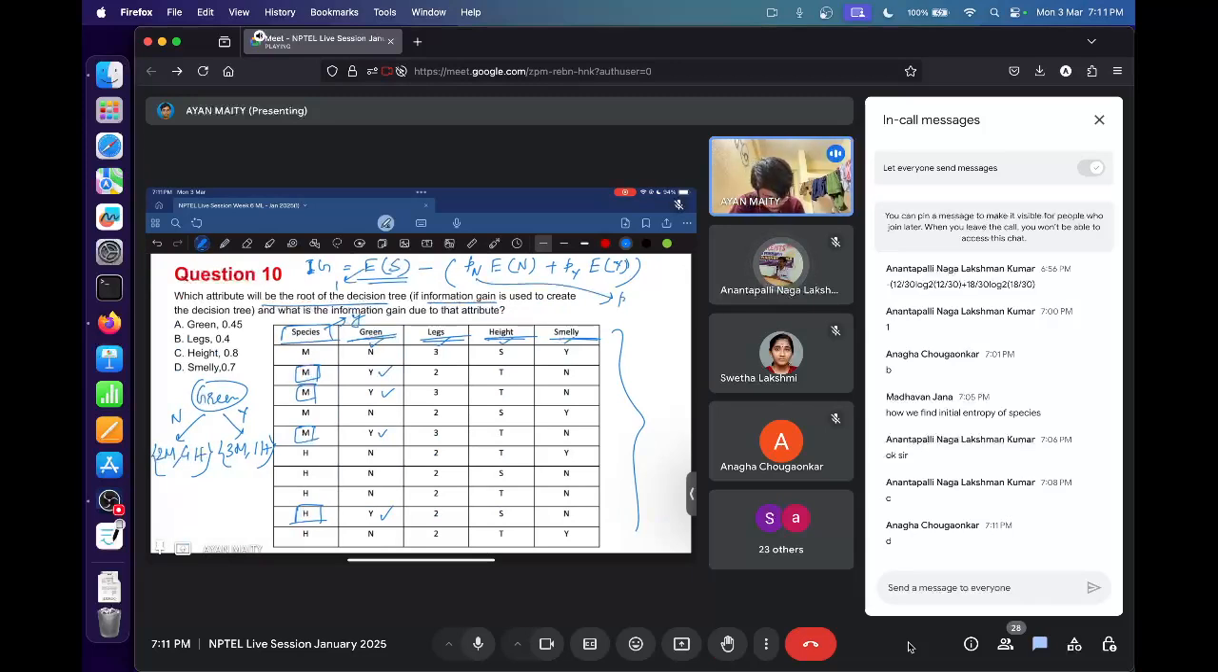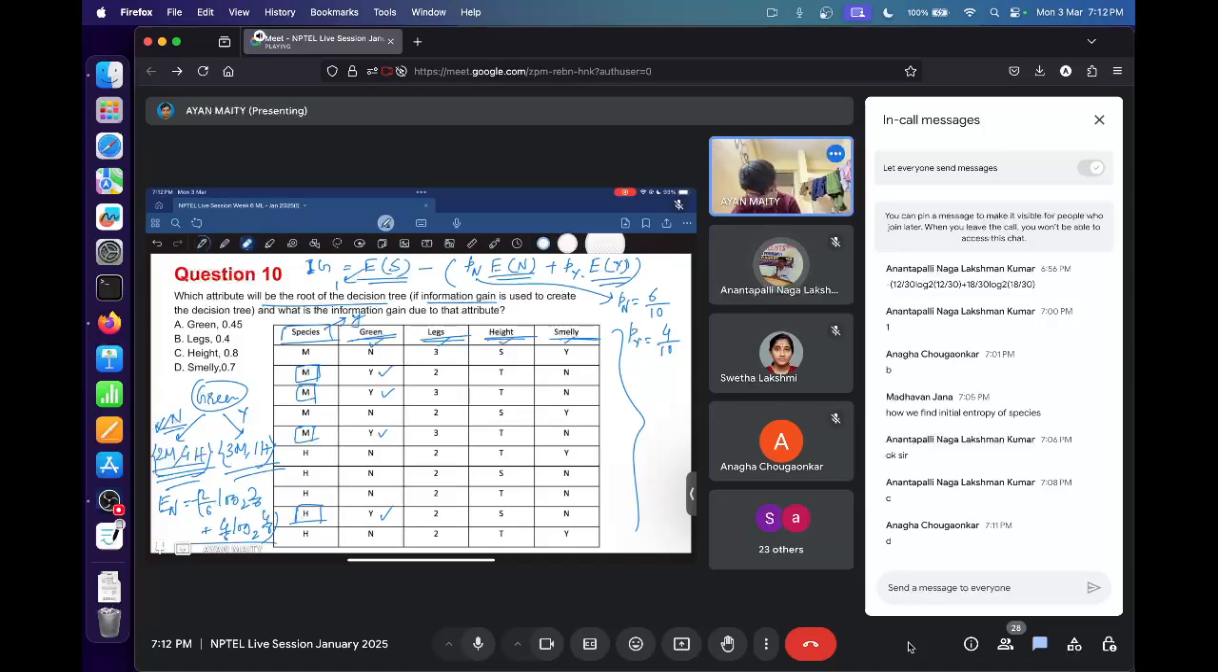Now this Pn is the fraction of elements going to the n side of the green attribute. There are 6 in total, so it would be 6 by 10. Similarly, if Pn is 6 by 10, Py should be 4 by 10 always. We can also see that 4 elements are going to the y side of green. So Pn and Py values are calculated. Now you have to compute En and Ey. En, the entropy of the n side, contains 2 m points and 4 h points. So it would be minus of 2 by 6 log base 2 of 2 by 6 plus 4 by 6 log base 2 of 4 by 6.